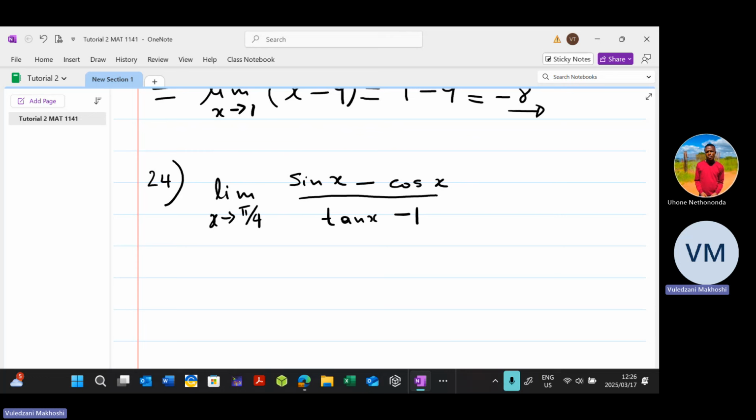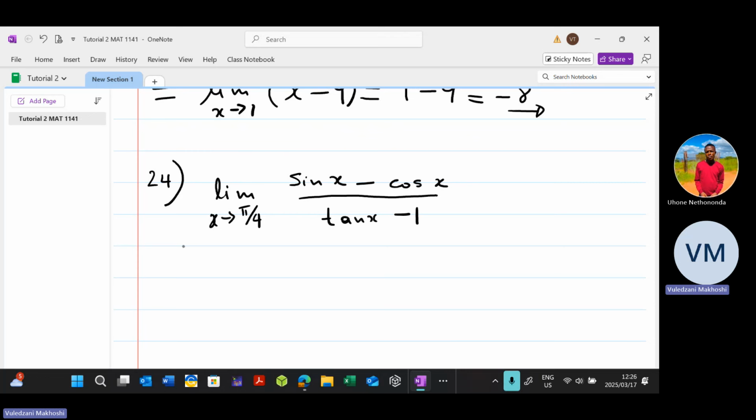Before we do anything, we must ask ourselves whether pi over 4 is in the domain of our function or not. When we look at the denominator, the tangent of pi over 4 is just like the tangent of 45 degrees, which will give you 1. So the tangent of pi over 4 is equal to 1. 1 minus 1 is 0. And in the numerator, we'll have 0. So we've got 0 over 0.